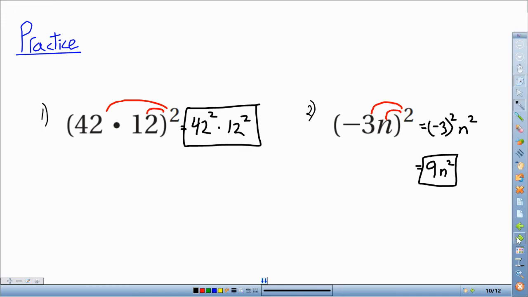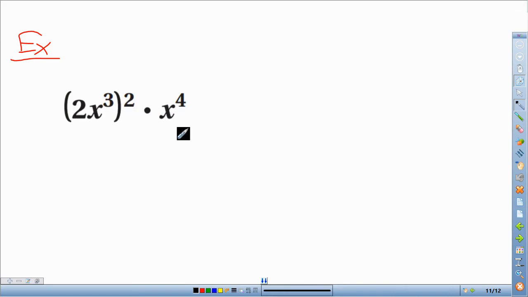Here's the last thing I want to look at. What happens when we get a problem that has a lot of those rules crammed together? I'm going to give you a little glimpse of what our following lesson is going to look like. But let's try this example here and then we'll be done. So there's quite a bit going on here. Here's the first thing to always worry about when you get problems like this. Worry about the parentheses first.